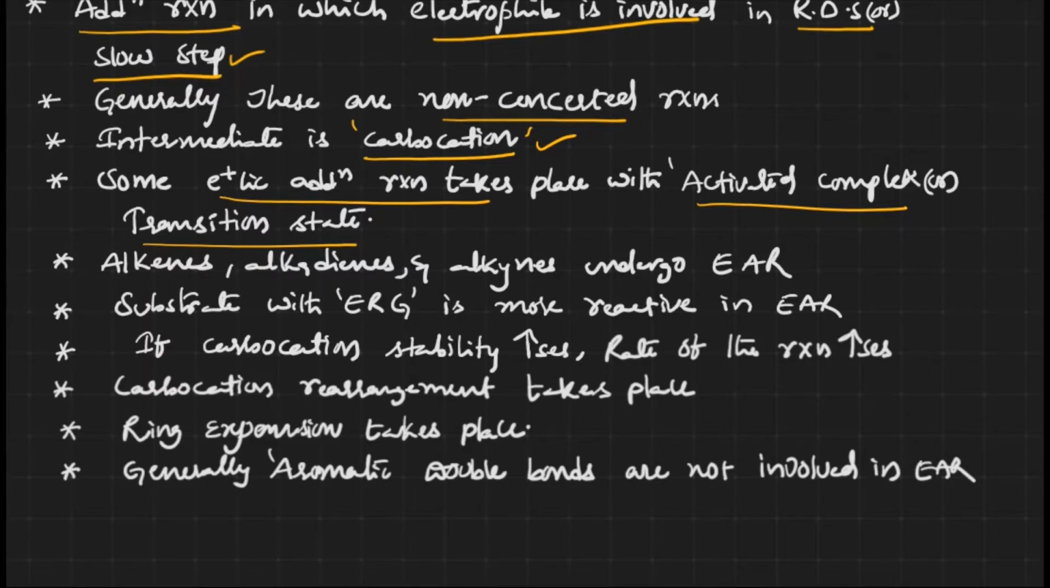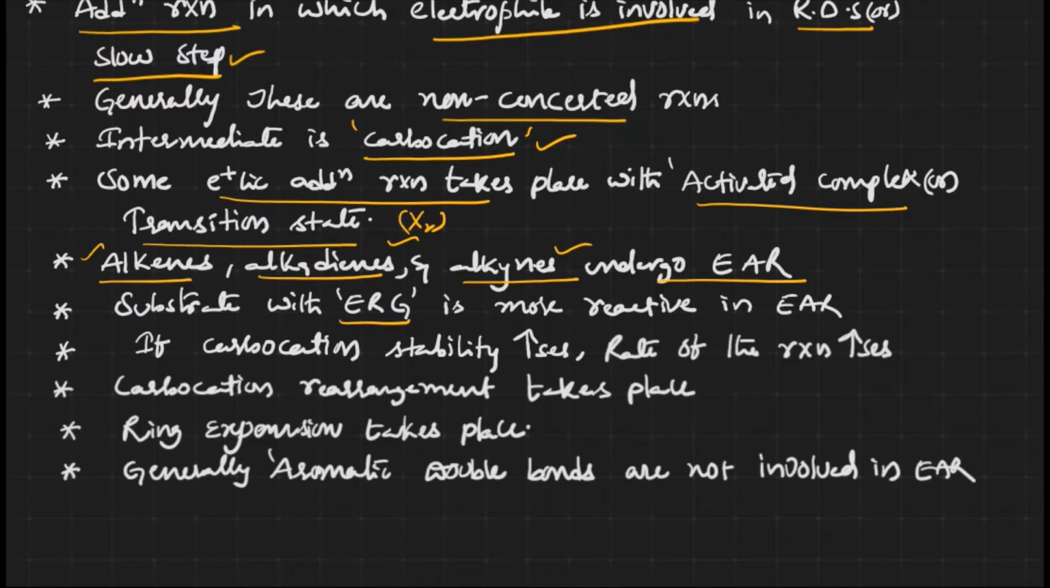For example, we can take addition of halogens. First, formation of a cyclic halonium ion takes place, followed by the addition of the halide ion, right? What happens? The halogen addition product is formed. Generally, alkenes, alkadienes and alkynes undergo electrophilic addition reactions. These have a double bond, two double bonds, or triple bonds, right?